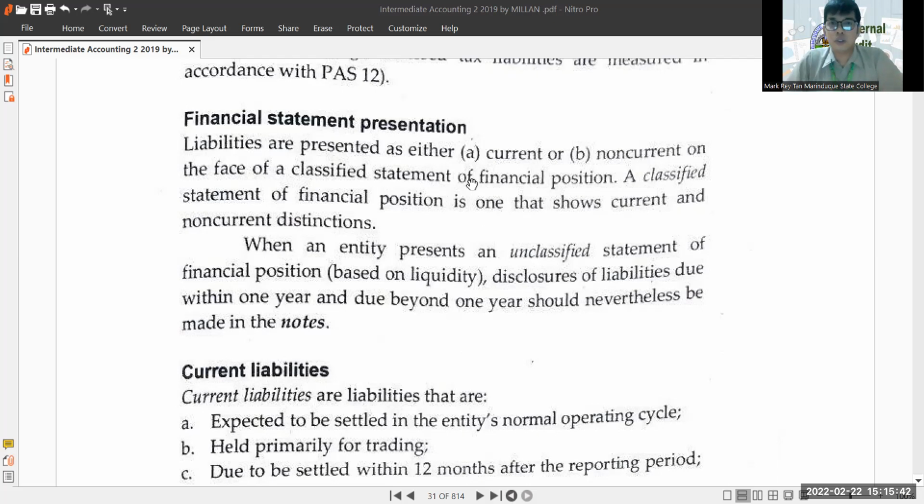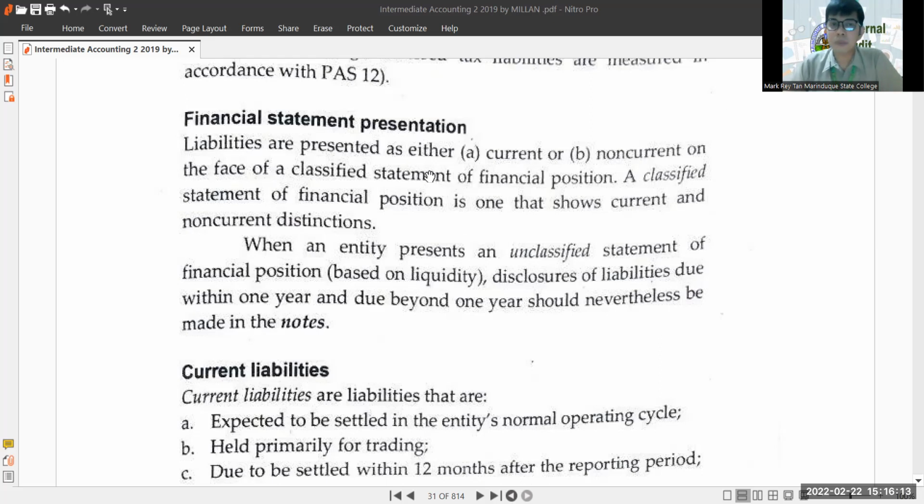Let me read. Liabilities are presented as either current or non-current on the face of the classified statement of financial position. And please take note of the word classified. It is italicized, which means that a classified statement of financial position shows the current and non-current distinctions of liabilities.